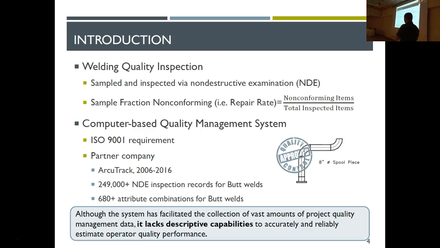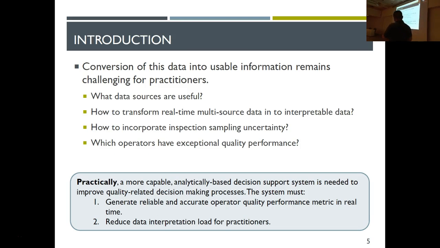If you look into the data, there are more than 680 attribute combinations. As I said, those combinations are from these 4 design attributes. So, although the system has facilitated the collection of vast amounts of project quality management data, it still lacks descriptive capabilities to accurately and reliably estimate operator quality performance. So the practitioner has the problem of converting this data into useful information.